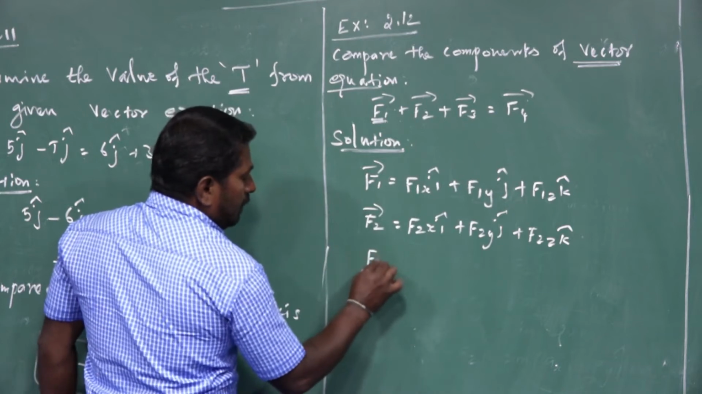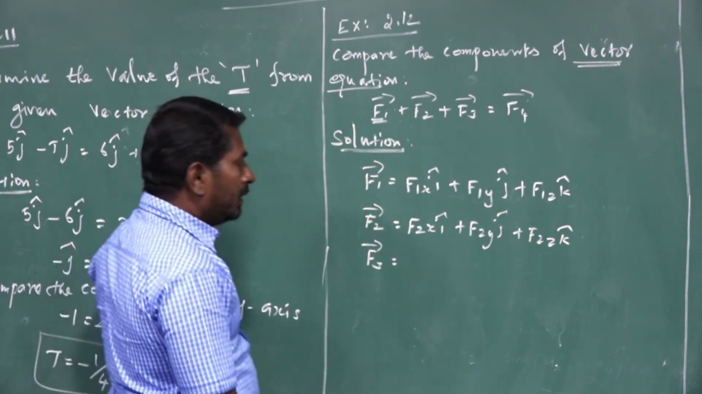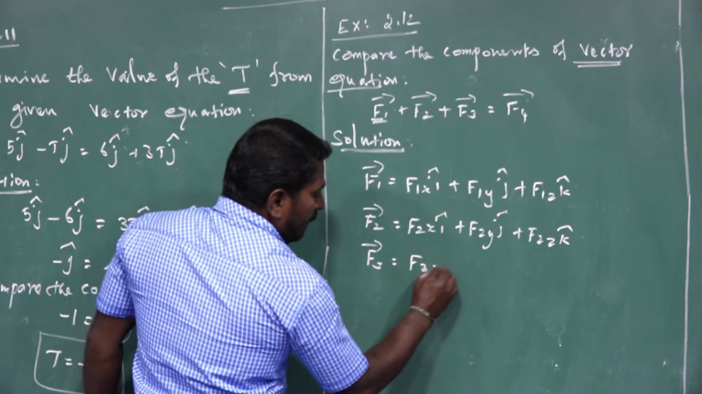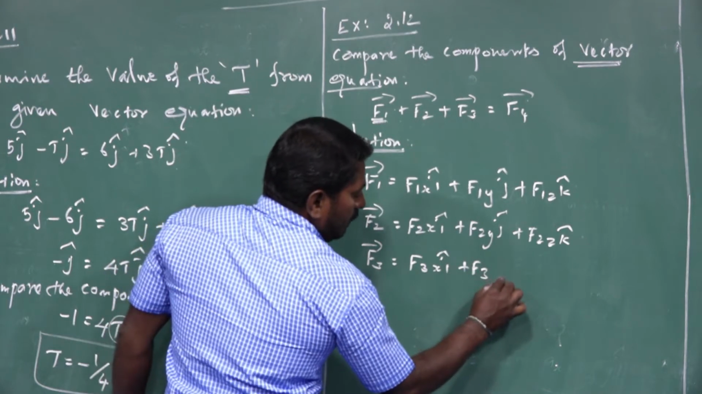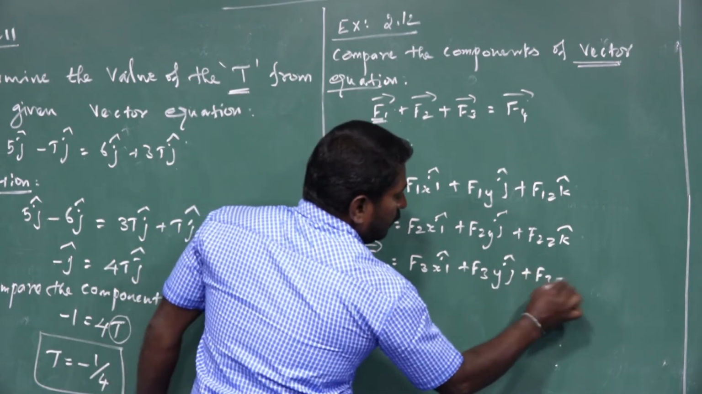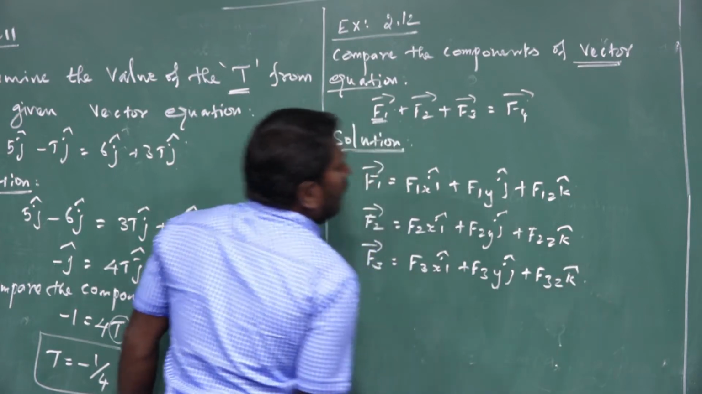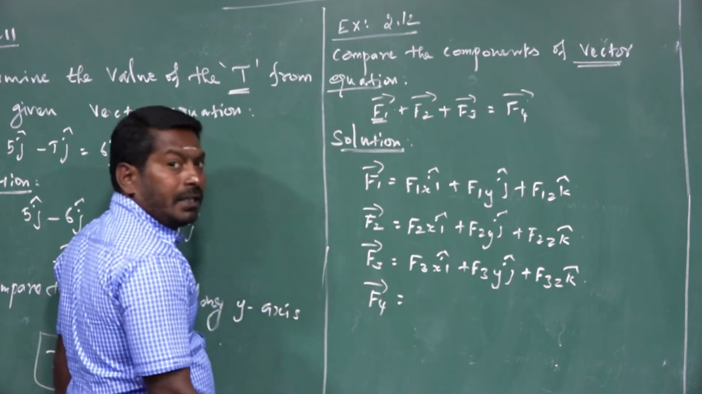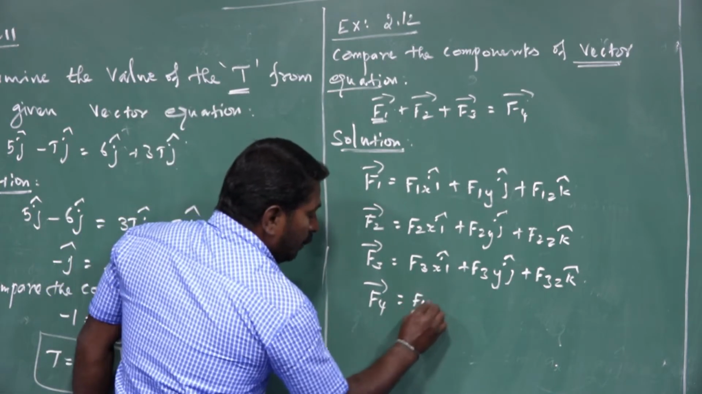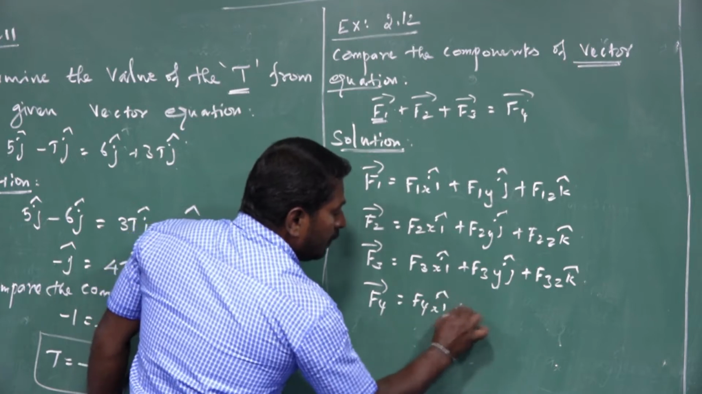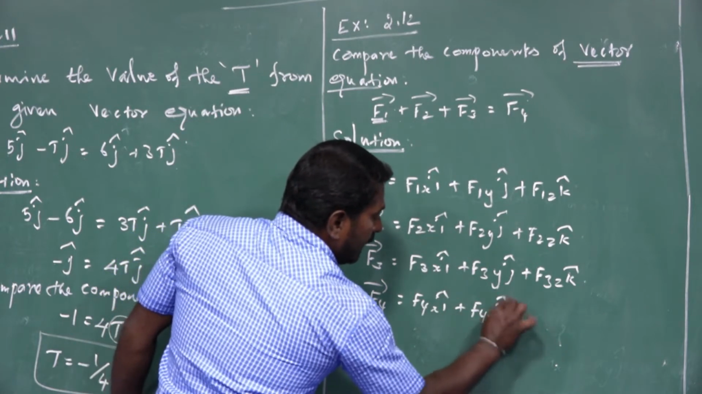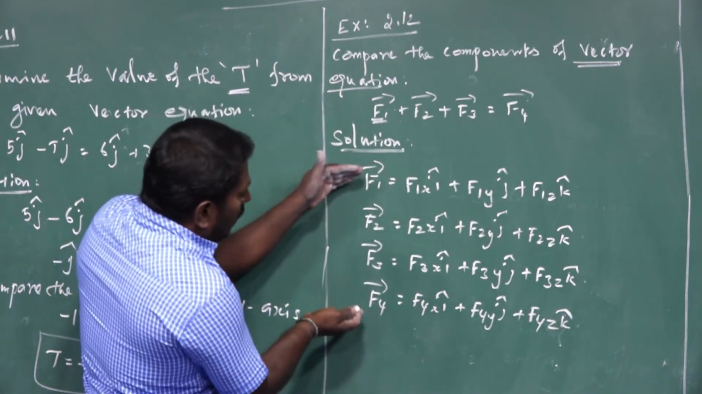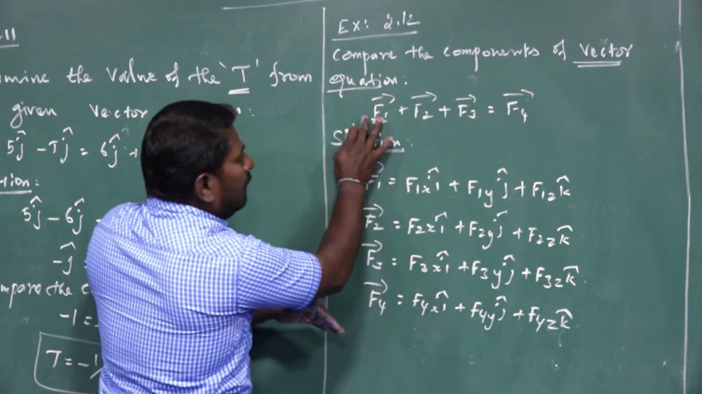F3 vector can be expressed in the three-dimensional Cartesian coordinate system in component form: F3x i cap, F3y j cap, F3z k cap. Then the F4 vector can be expressed in the three-dimensional Cartesian coordinate system: F4x i cap, F4y j cap, F4z k cap. So all these four equations we substitute in equation 1.